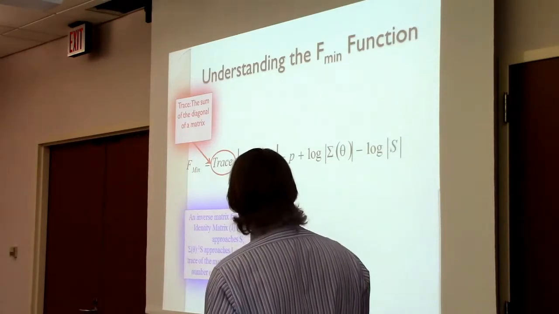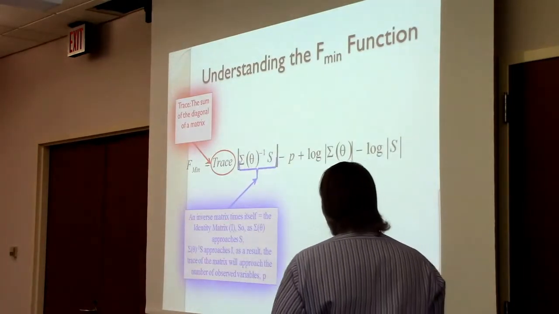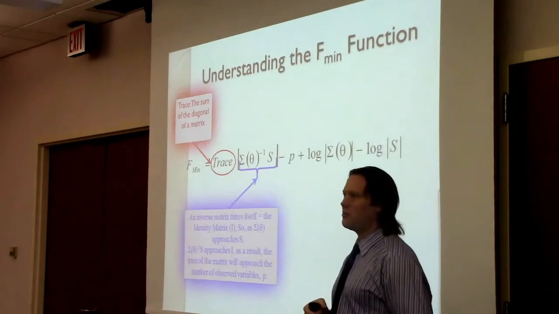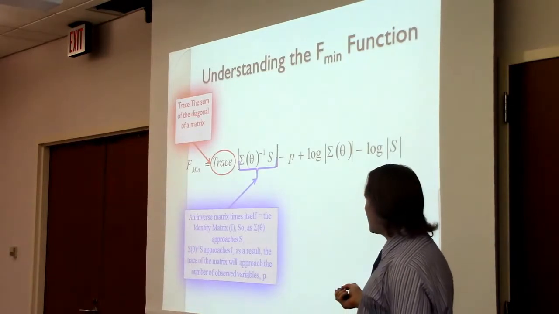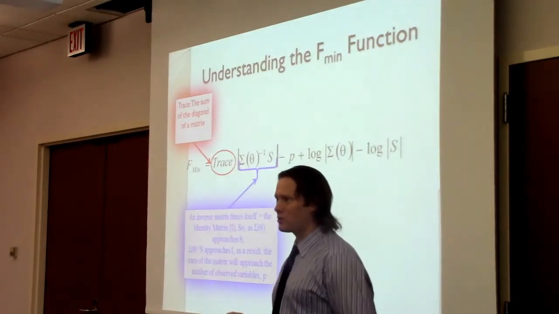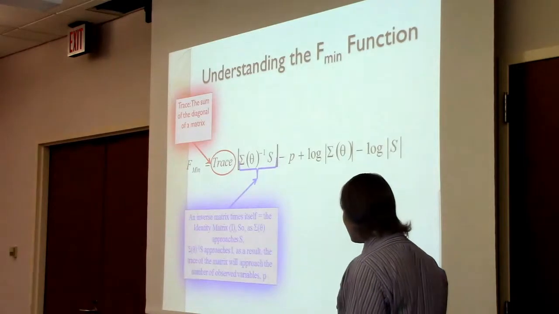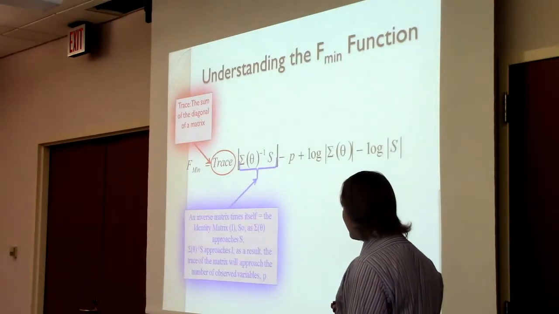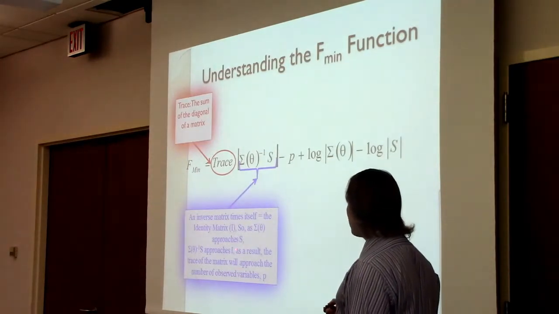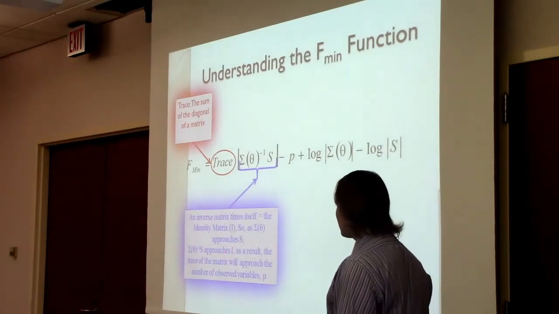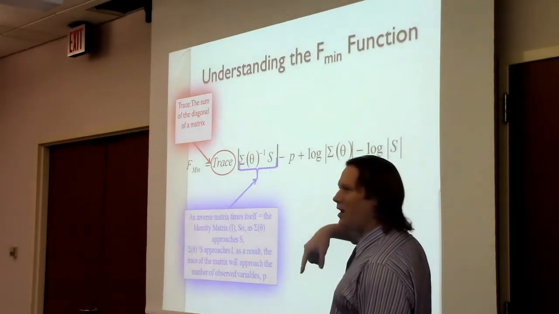So if you take S and you take sigma theta inverse, the inverse times itself should give you an identity matrix. So just like if you took a reciprocal times a number, you get 1. If you take a matrix times its inverse, you get the identity matrix, which would be all zeros except on the diagonal you'd have 1s. So, as my model implied sigma approaches S, then the product will approach I. As a result, the trace will approach the number of observed variables. If they're all 1s, then the sum, the trace, is just P.